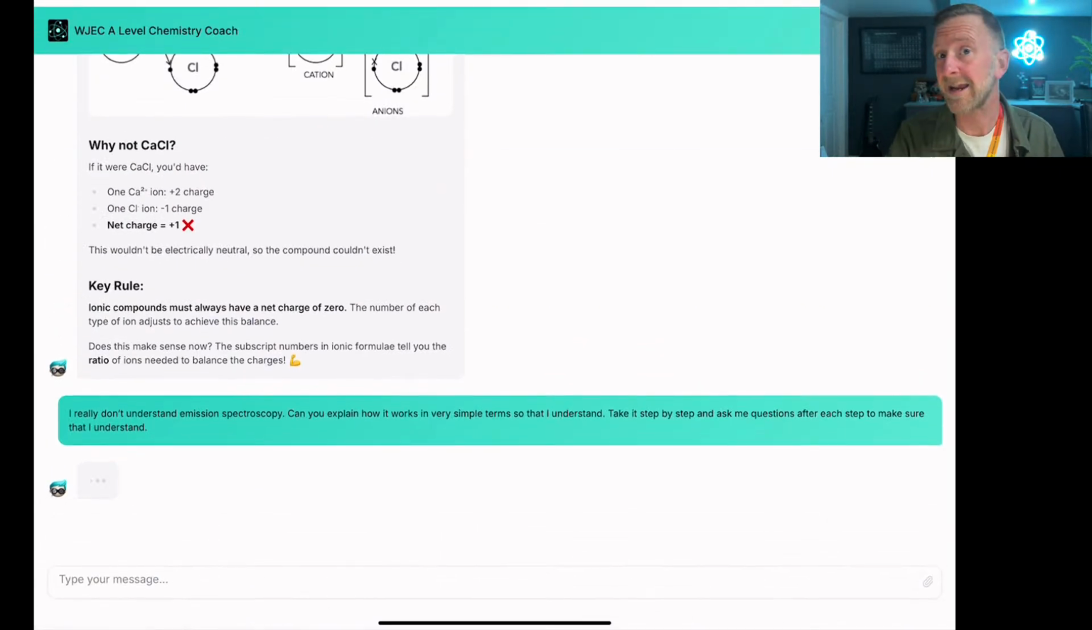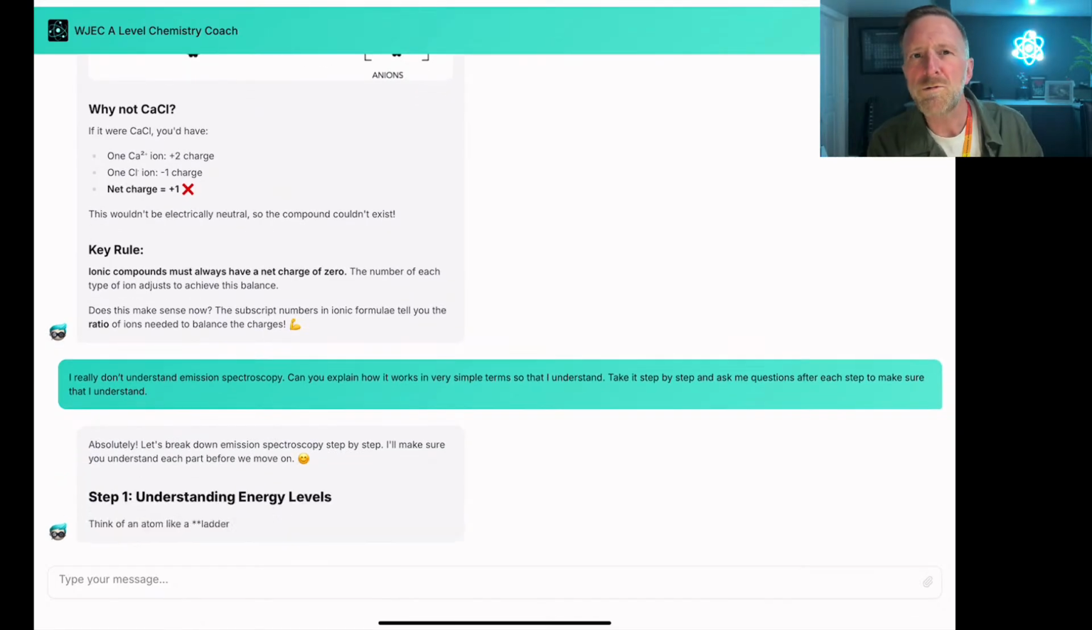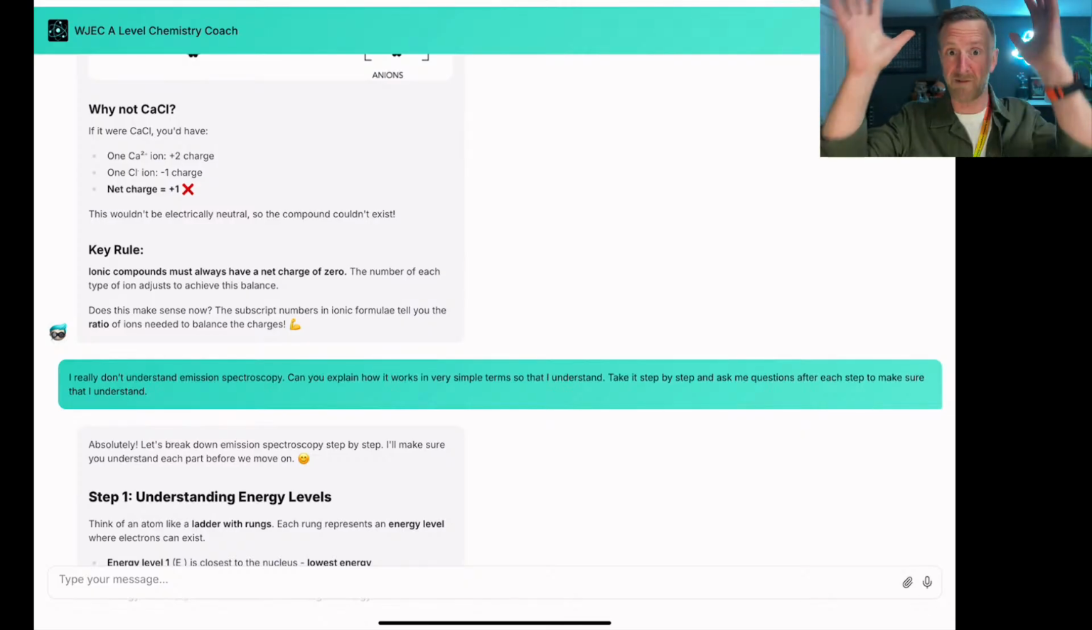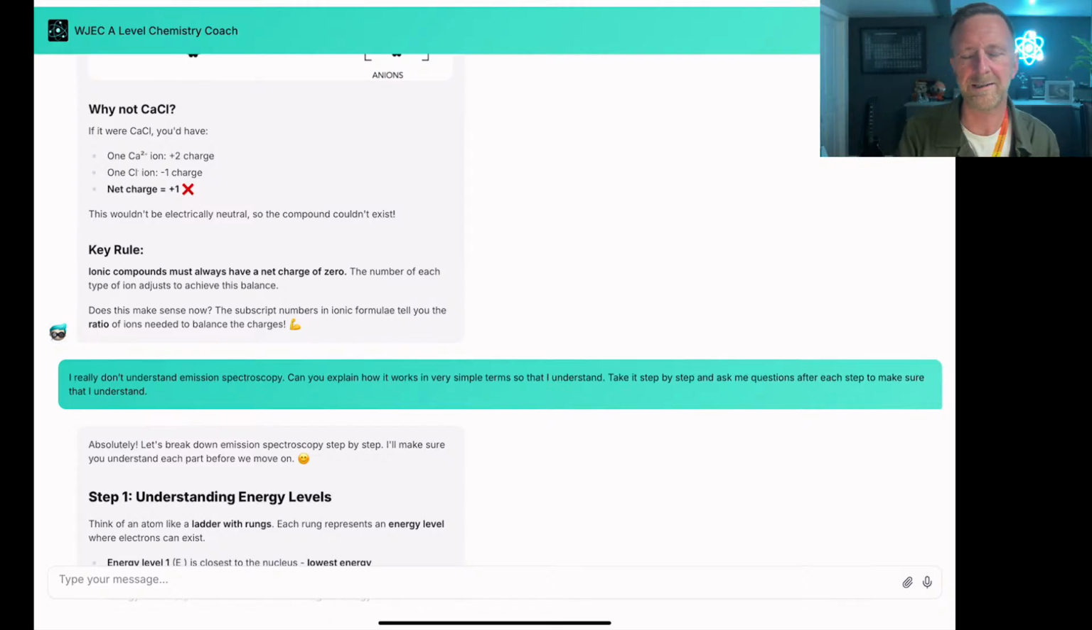So let's see what it does. I have never asked it this before, but you can get it to teach you in certain ways. If you want to take it slowly, step by step, that's great. It won't do well if you go, teach me everything in 2.1, and it just gives you loads of stuff. That's not really guided.